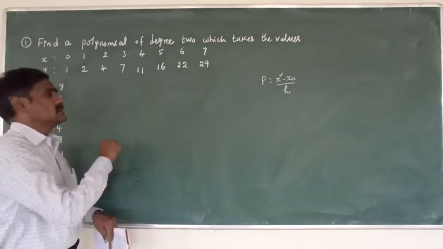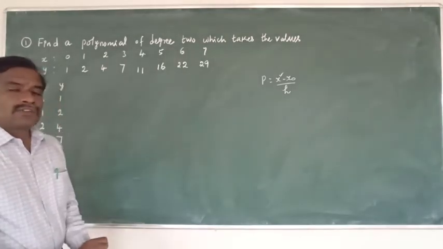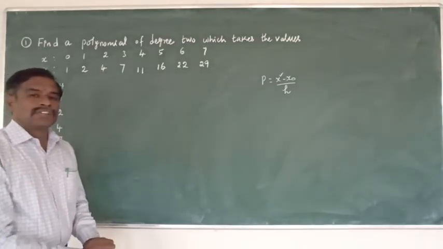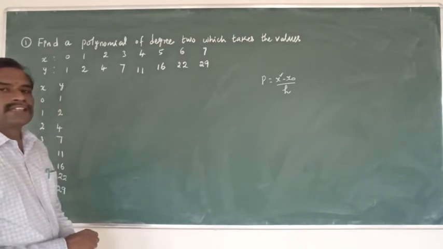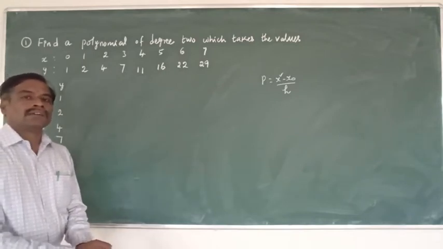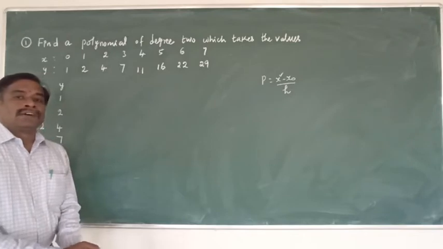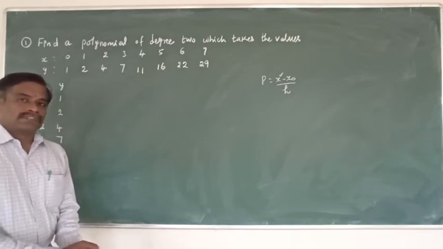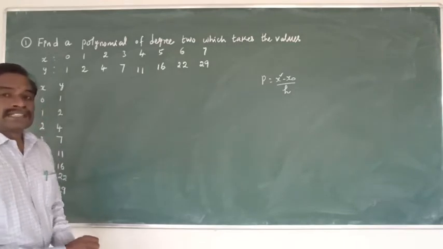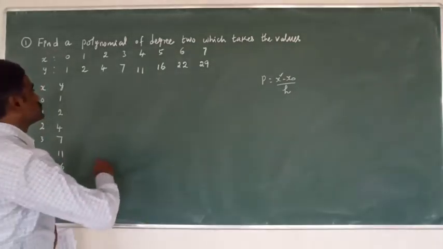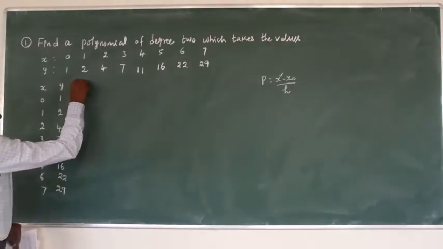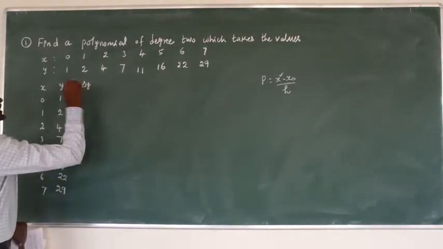In a polynomial, to find the polynomial equation, we can use either Newton's forward method or Newton's backward method. We will get the same result. Okay? First, we will discuss Newton's forward method.